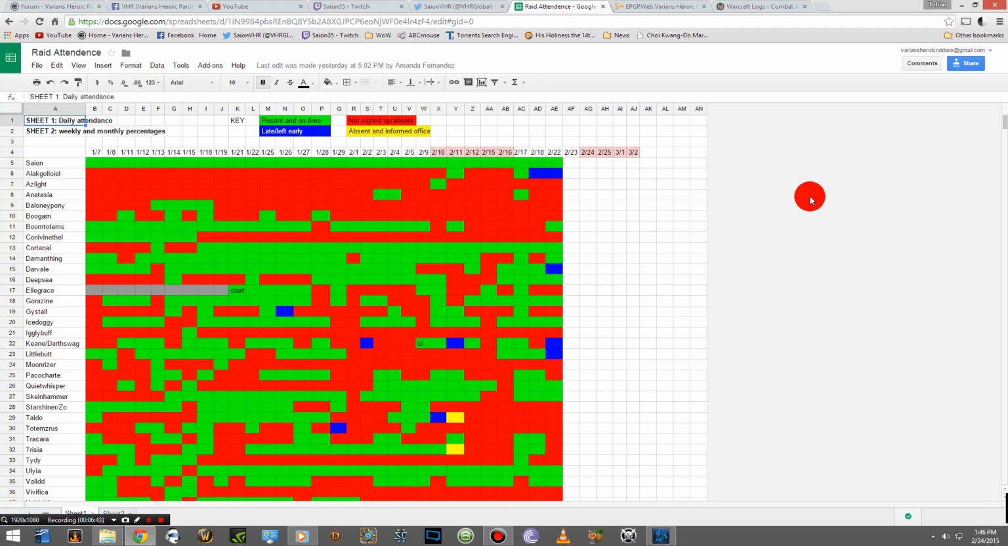Next is our raid attendance sheet. This is an Excel document that's available for anybody to take a look at. We try to keep track of all the information involving people's participation, whether or not they're signing up, whether they're absent, late, early leaving, things of that nature. This is to give us an idea so that we can eventually formulate the best night for us to do mythic raiding with the 20 people plus some standby.